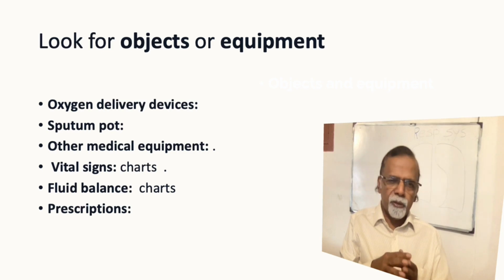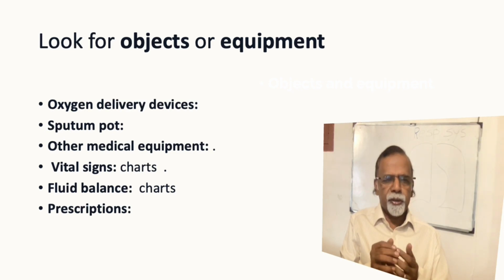As mentioned earlier, look for medical equipment like oxygen delivery devices, sputum pots, and other equipment like monitors. If vital sign charts are there, look at the charts, and the fluid charts and prescription charts also, especially when you are doing a follow-up in inpatients.